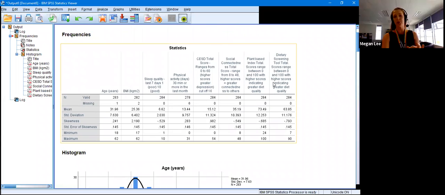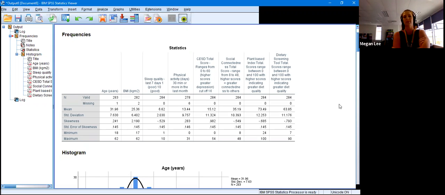Okay, so the final two are our plant-based index and our dietary screening tool. These are important because they're the exact same scale, but with the meat, dairy, fish and eggs reversed for vegans and vegetarians. So looking at these scores on exactly the same scale with a couple of things reversed will tell us quite a bit about the differences between the omnivores and the vegetarians. Scores range between 0 and 100 with higher scores indicating greater diet quality. Who can tell me on average what the plant-based index score is?